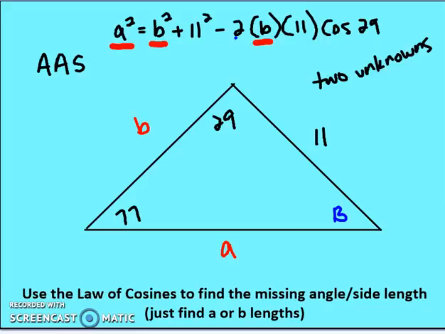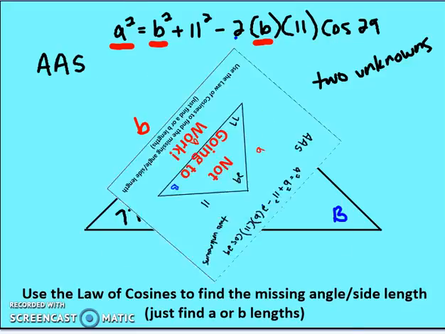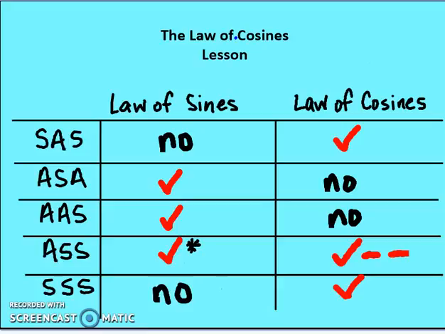And of course, we end up with two unknowns, so we cannot use the law of cosines to solve for angle angle side triangles. All right, so it's not going to work. We end up with this table. So my expectation is for my students to understand the table and then understand when to use the law of sines and cosines based on what's given in a particular triangle.